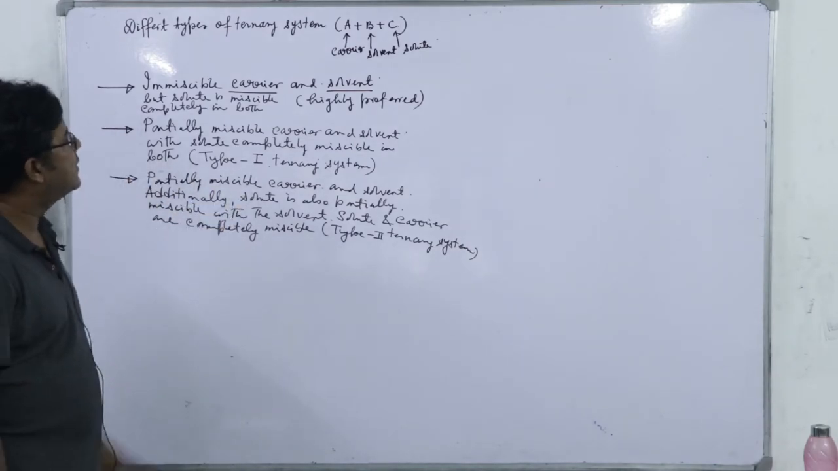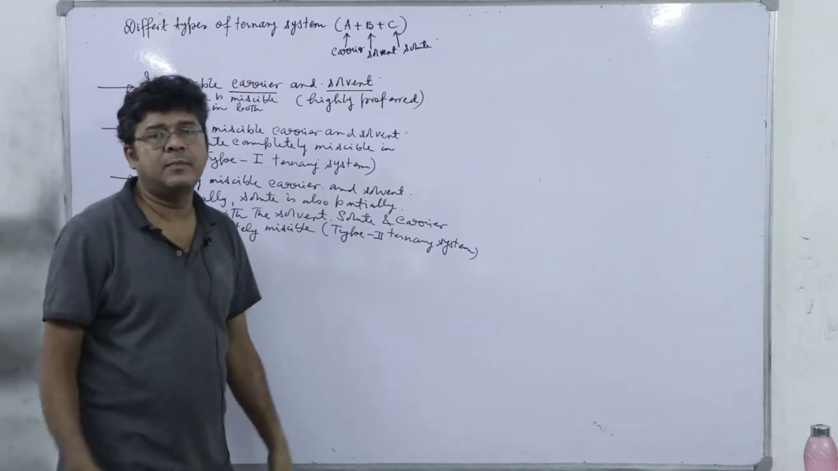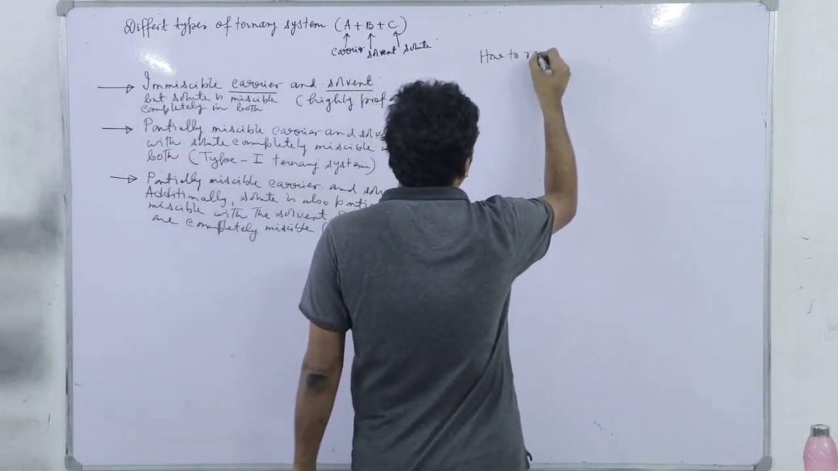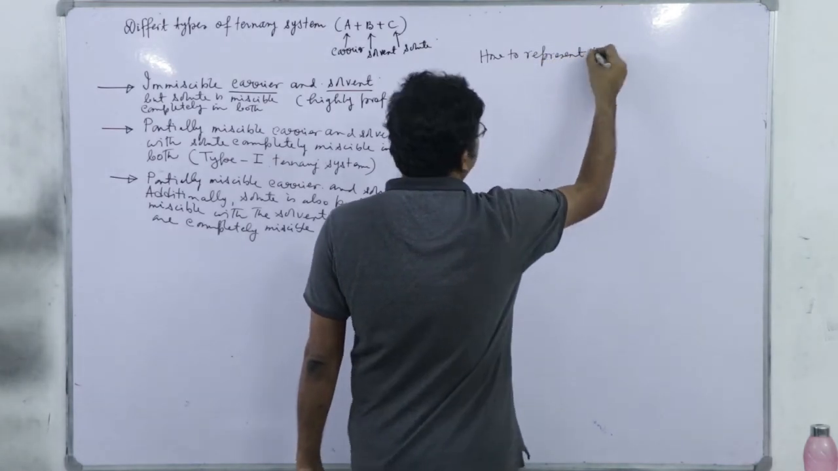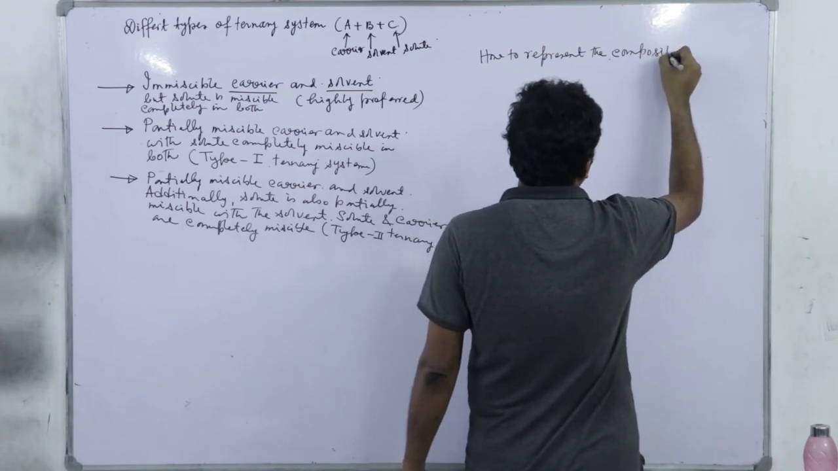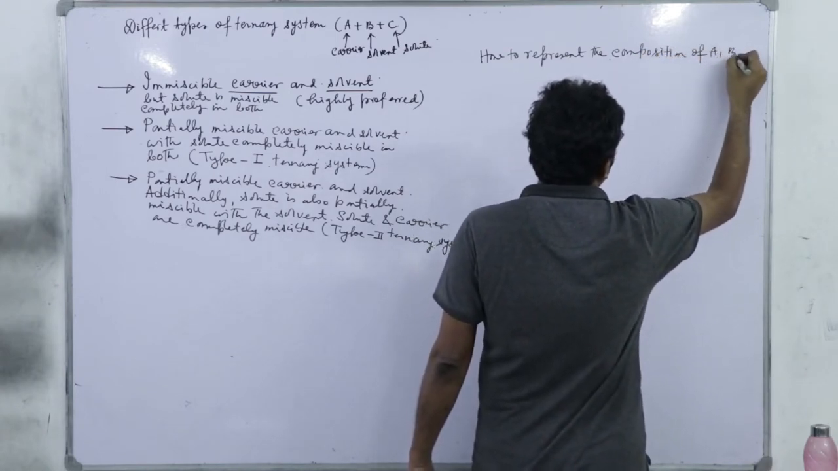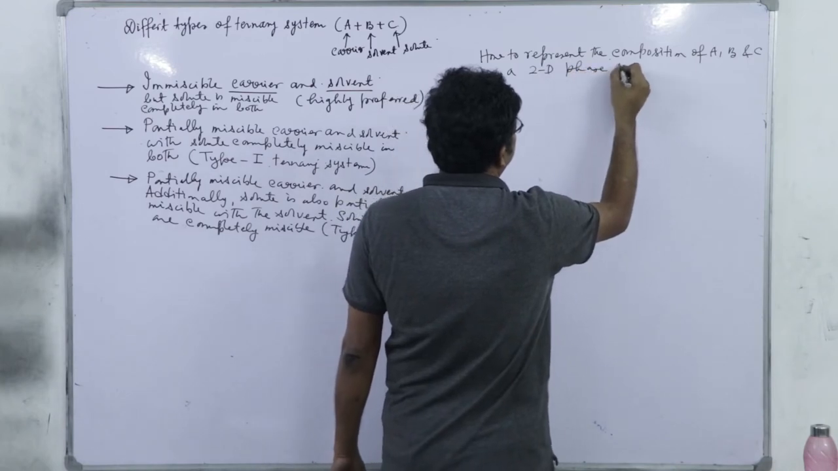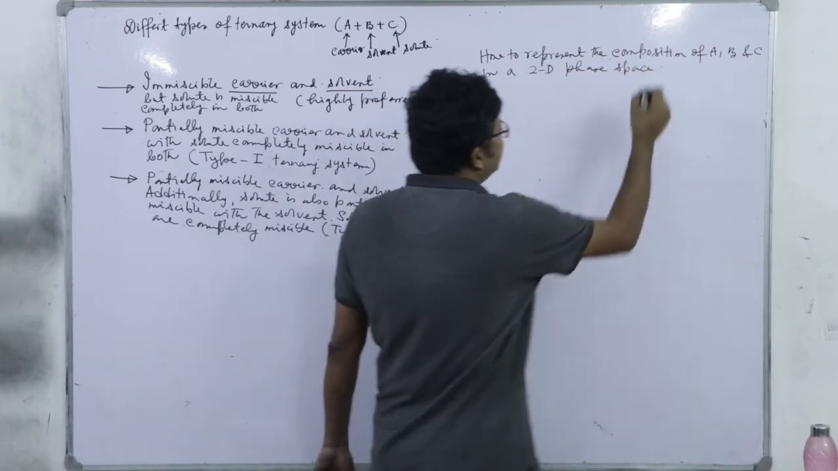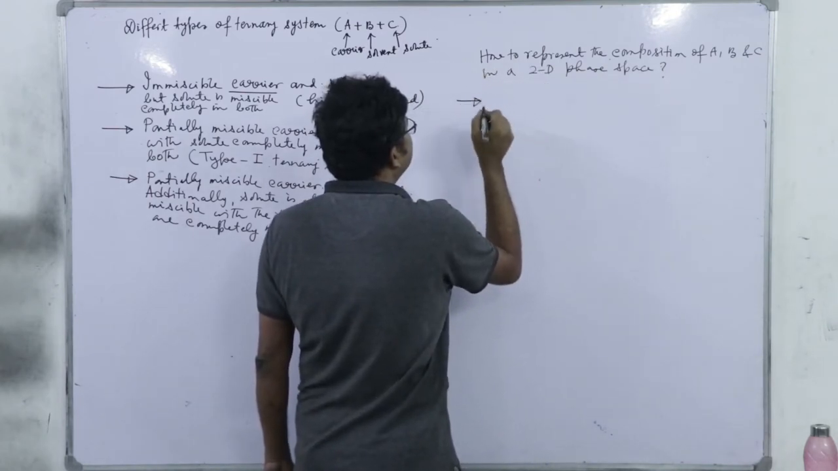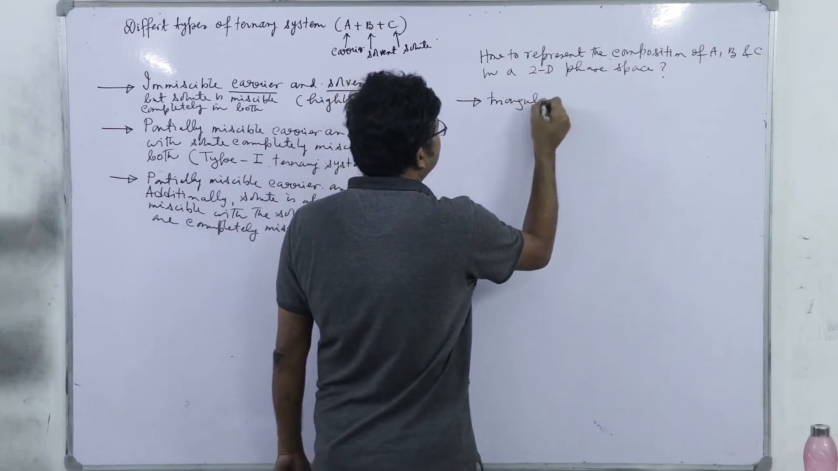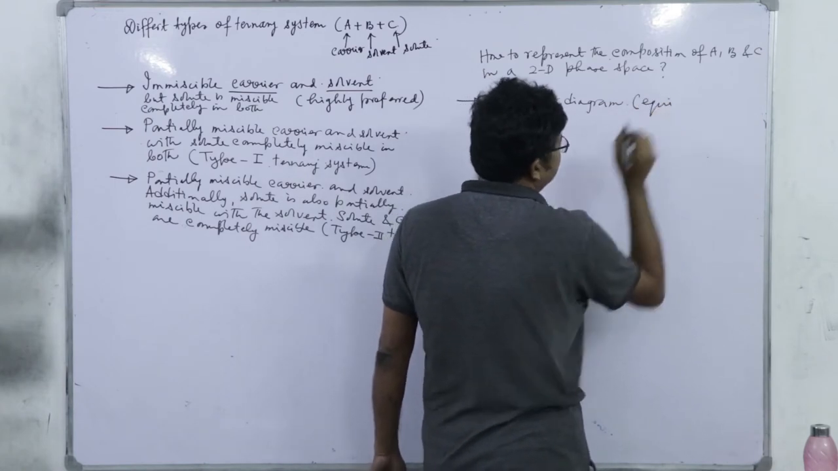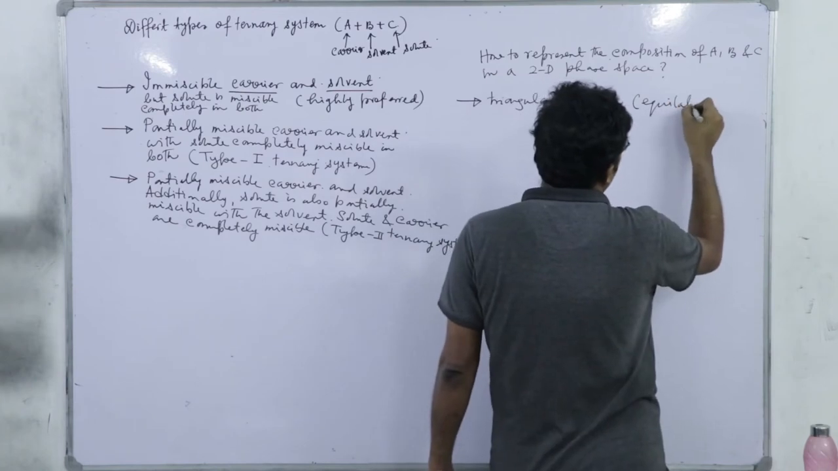So with that understanding, the next question is how to represent the composition of three components, right? How to represent the composition of A, B and C in a two-dimensional phase space. So here we introduce the triangular diagram. When it was first introduced, it was an equilateral triangle.